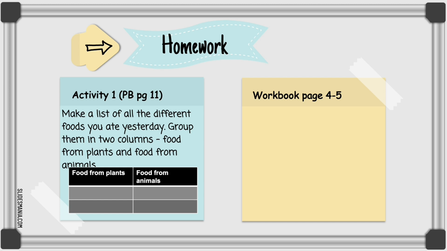I'll give you an example. For example, I drank milk. So is it food from plants or food from animals? It's food from animals. So you will write in the column of food from animals, milk. Do you get it? I ate rice. So is it food from plants or food from animals? Food from plants. Yes, so you will write it in plants.